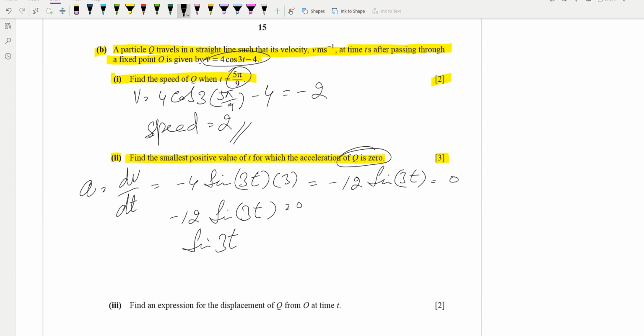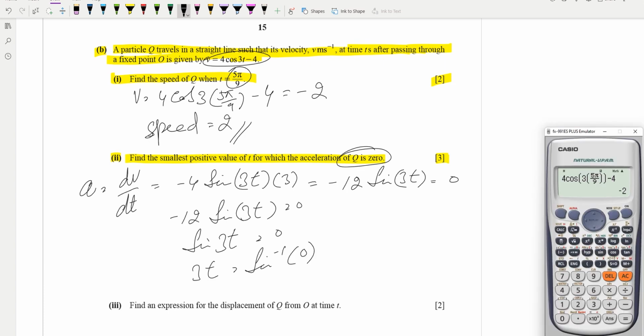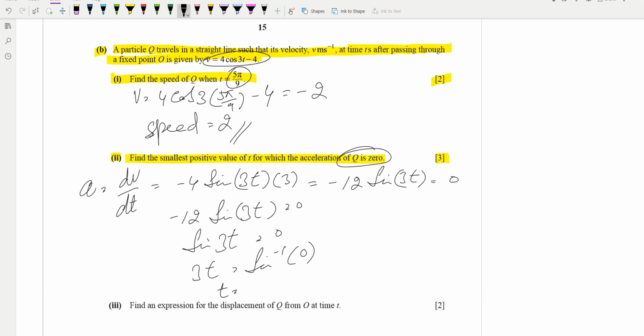Sine of 3t will be equal to 0, so 3t will be equal to sine inverse of 0, and sine inverse of 0 will be 0. So 3t will be equal to 0 or pi, and t can be taken as pi by 3, because it should be positive.